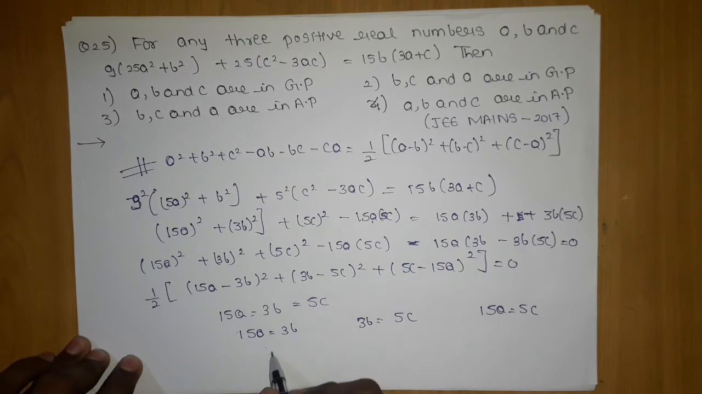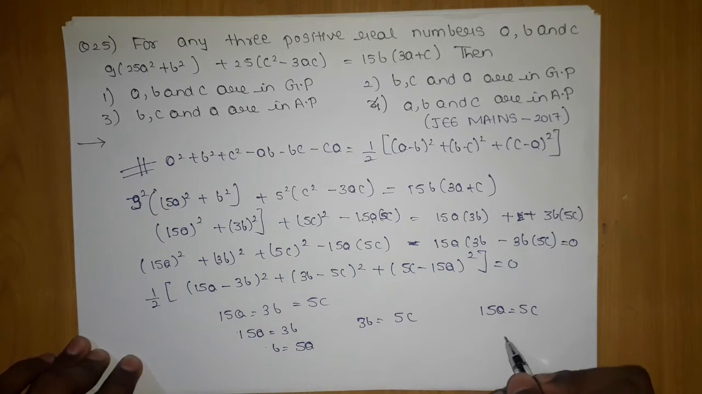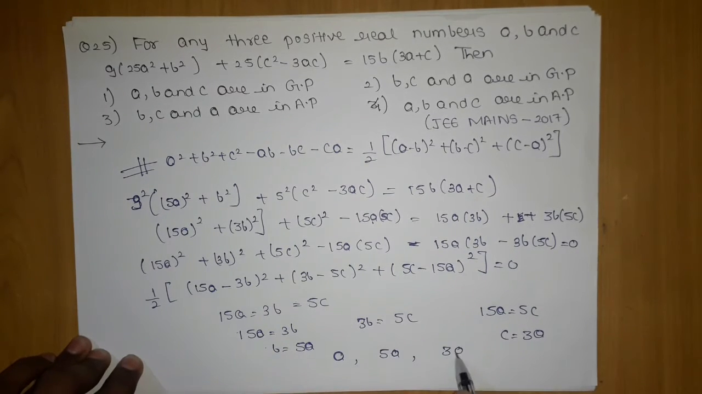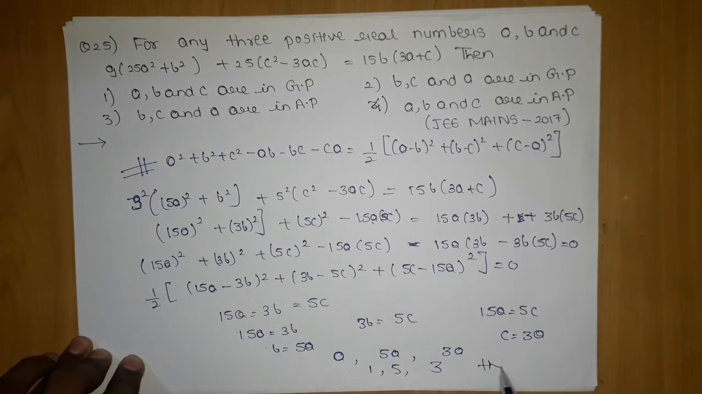Here you will get b in terms of a, which is 5a. Here you will get c in terms of a, which is 3a. Now a will be a, b I can write as 5a, and c I can write as 3a. Divide throughout by a, and you will get 1, 5, 3. You can clearly see they are in AP.